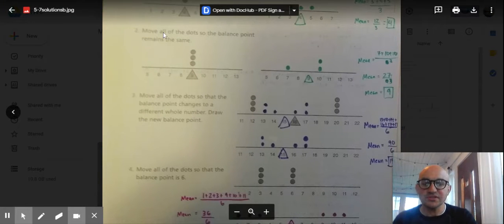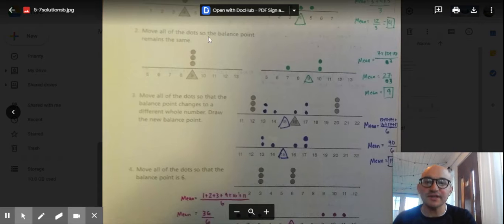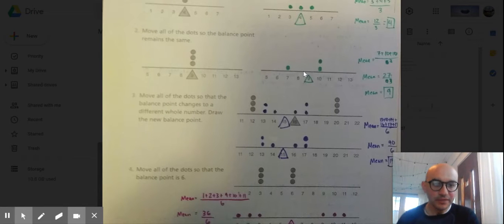Number 2 gives us the direction. It gives us another one of these dot plots. We've got 3 dots stacked up on 9. Balance point is 9. And it says move all of the dots so the balance point remains the same. This one's a bit trickier because we have to move. We're going to have it. At first, you're going to think, oh my gosh, this is unequal. There's 2 on one side, 1 on the other. How does that work? But take a look.